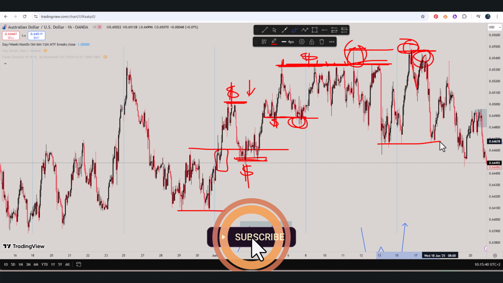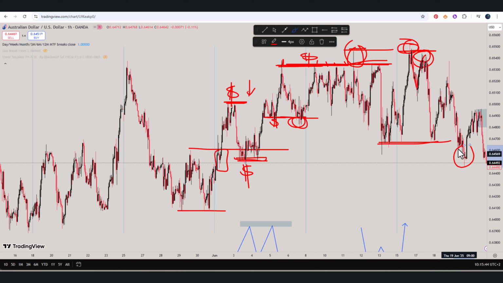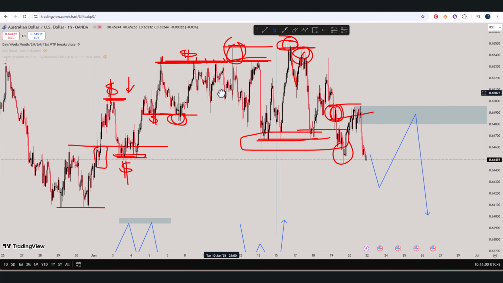We have a double bottom here, and this is liquidity. Look at what price did. It just came, took liquidity, and went away. So if you are to enter, you are going to use this order block to enter, because this was an indication of liquidity taken, and this retest now is your chance to actually be involved in this particular trade.